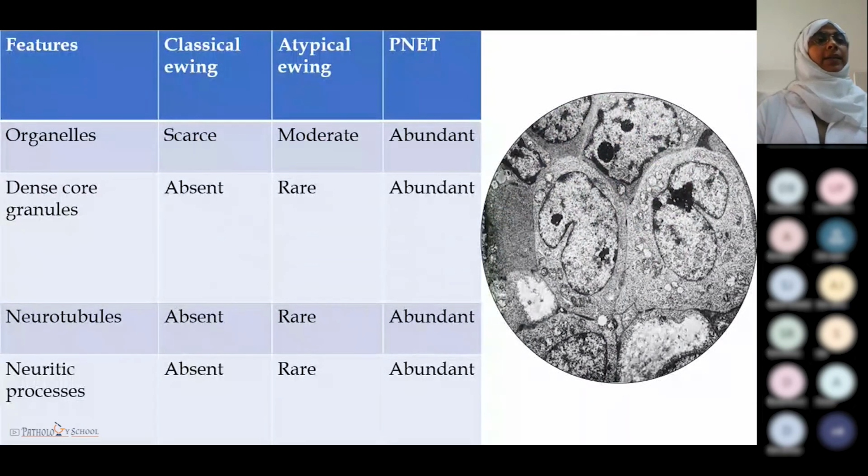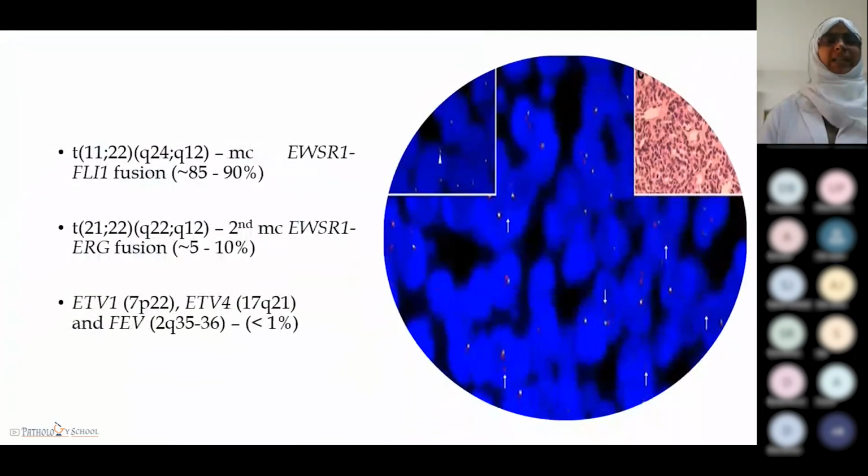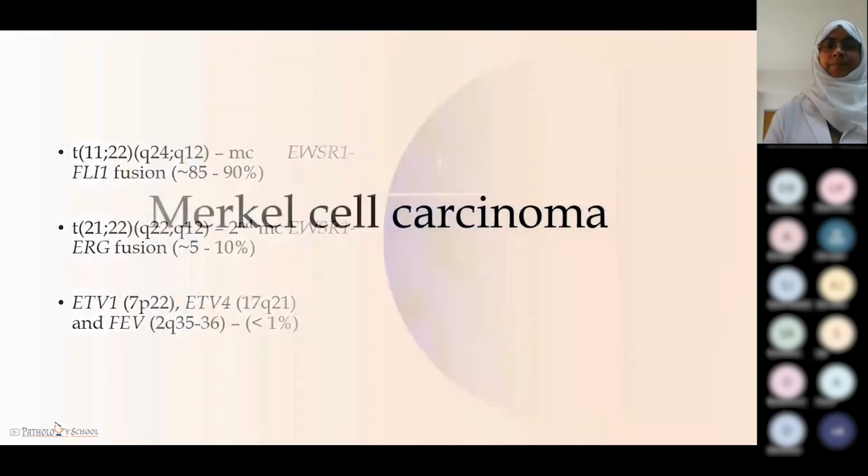Now, on electron microscopy, organelles, dense core granules, neurotubules, and neuritic processes are abundant in PNET, while they are rare or scarce in the classical or typical type of Ewing. The characteristic EWSR1-FLI1 fusion is present in 85 to 90% of cases, followed by the EWSR1-ERG fusion, and rarely ETV1, ETV4, and FEV fusions are also seen.